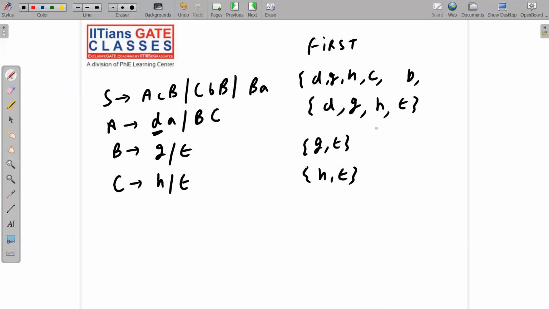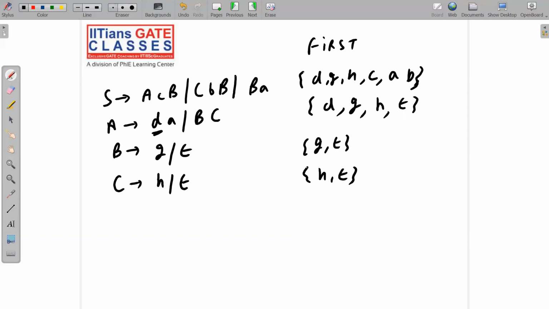So after this, where were we? First of S is first of capital B. Capital B is G, so I have already written G. Now since B can go to null, capital B can go to null, so I will consider the rest part. The rest part is small a, so I will write A. I hope I have made the point clear to all of you. So this is the first of S. Please note it down.